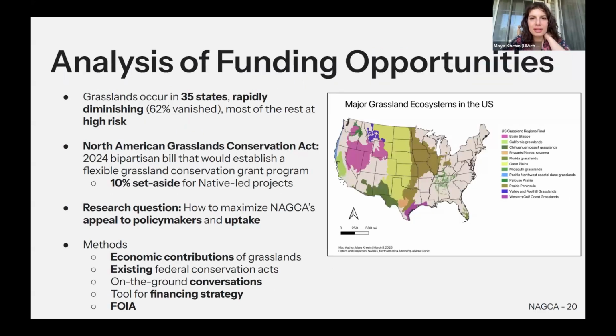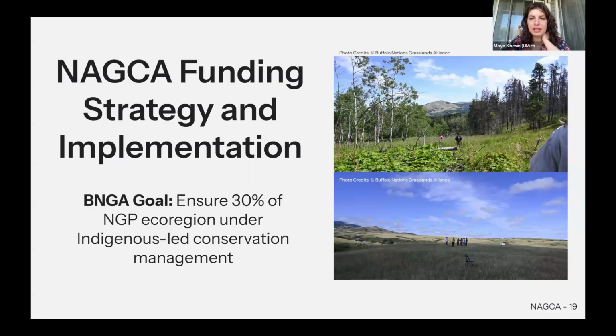So I'll be talking a bit about funding opportunities for the North American Grasslands Conservation Act, and I'll explain why NAGCA, the abbreviation for the act, is particularly useful for Indigenous-led conservation and grassland conservation in general.